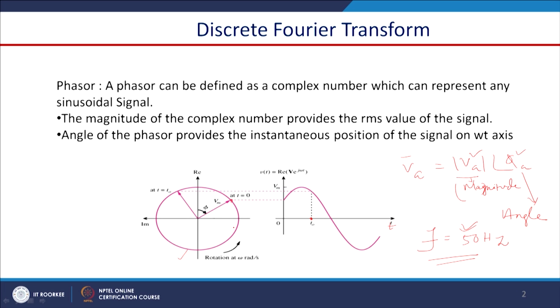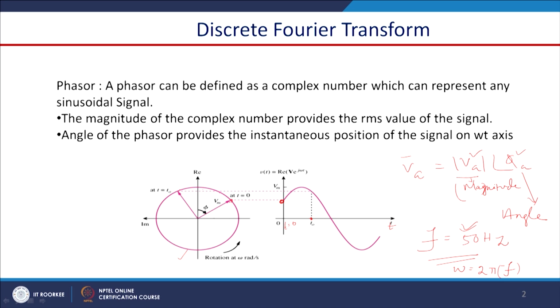Now, when this phasor rotates at a certain frequency, as we have discussed, the angular speed is omega equal to 2 pi f. 2 pi stands for 360 degrees and f is our frequency, that is 50 hertz. This angular frequency is in radians per second. So it rotates, and let us say it starts from t equal to 0 here. This is the position of the phasor at t equal to 0.